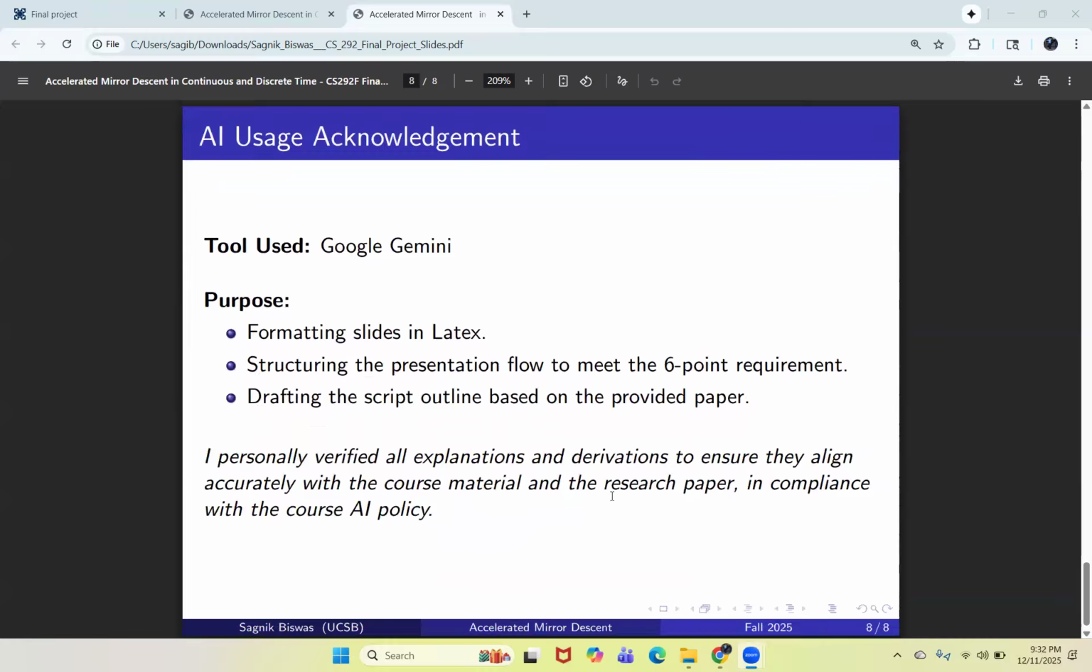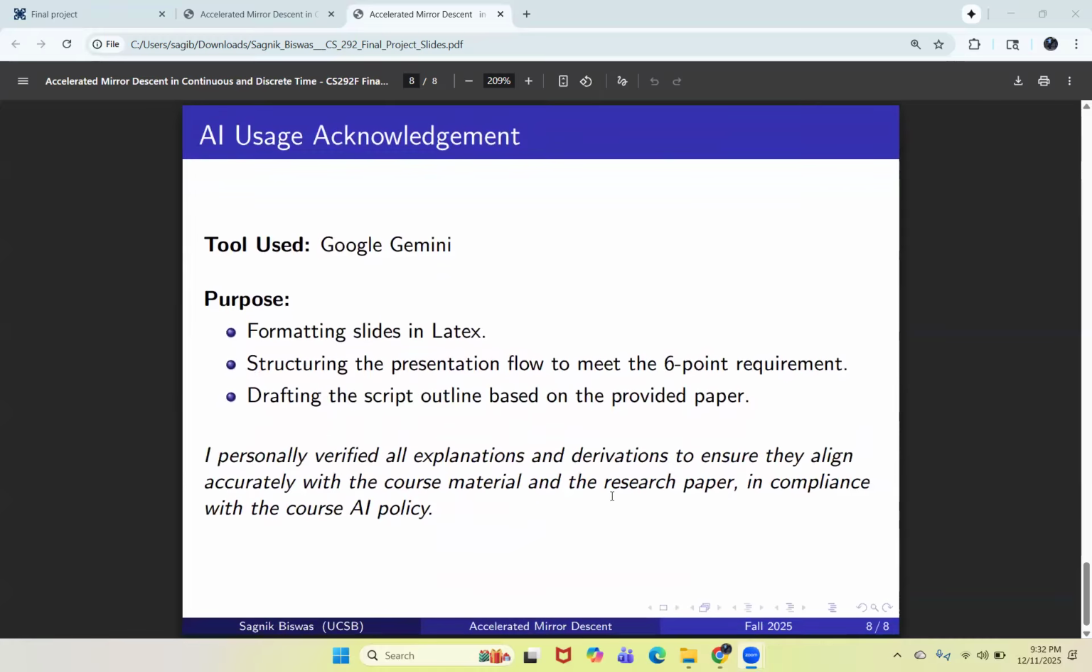And then, I do want to be upfront. I did utilize AI. Per the course policy, I'll acknowledge that I used Gemini to help format these slides in LaTeX. I also outlined the script structure in LaTeX. However, I personally did all the math explanations, and I also did all the derivations. I did give a thorough read of the paper, but I will be upfront that I did use AI to help with some of the formatting and some of the overall organizational structure.